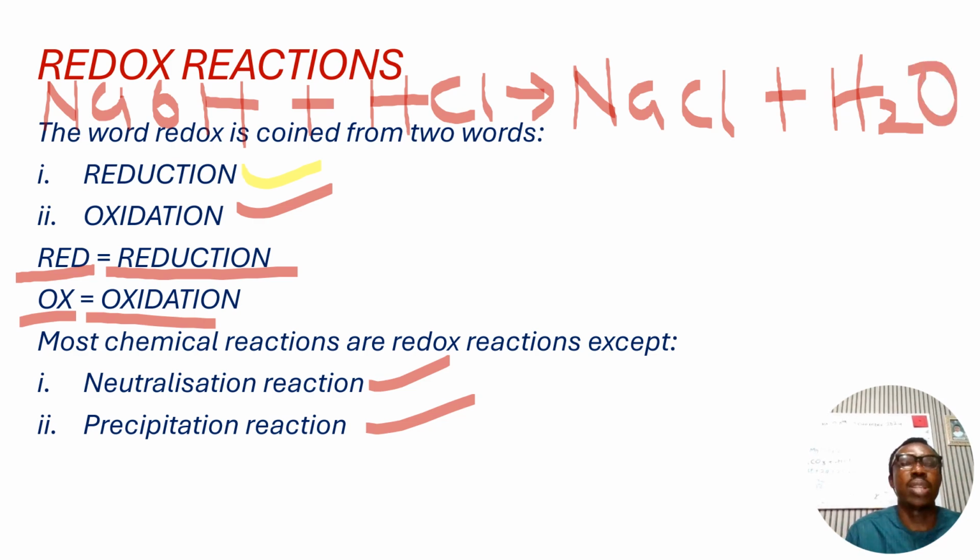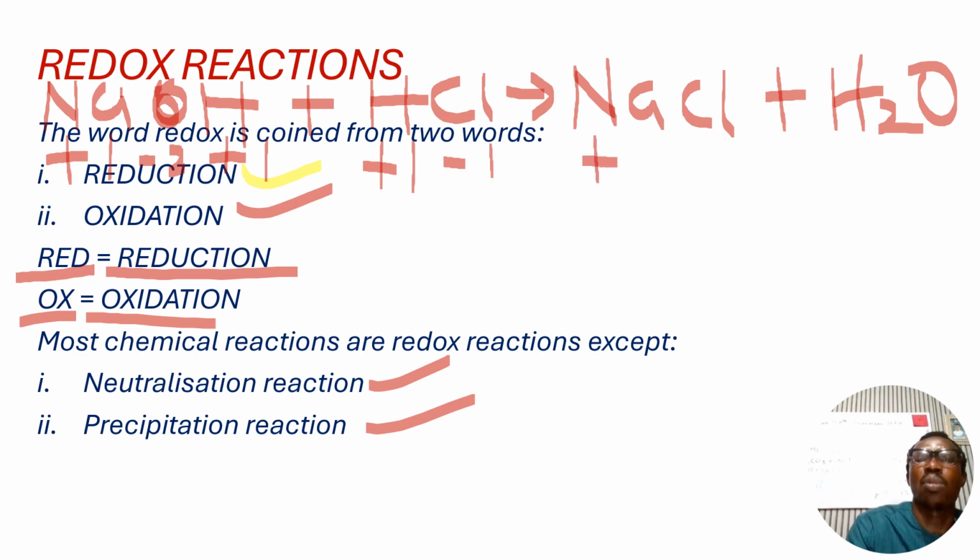If you calculate the oxidation number of each of the elements present, you discover that there's no change in the oxidation number. The oxidation number of sodium here is plus 1, oxygen is minus 2, hydrogen is plus 1, hydrogen here is plus 1, chlorine here is minus 1, sodium here is plus 1, chlorine here is minus 1, hydrogen here is 2 times plus 1, oxygen here is minus 2. So minus 2 plus 1 is minus 1, plus 1 minus 1, the oxidation number here is 0.